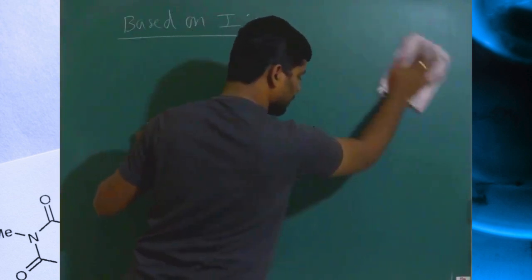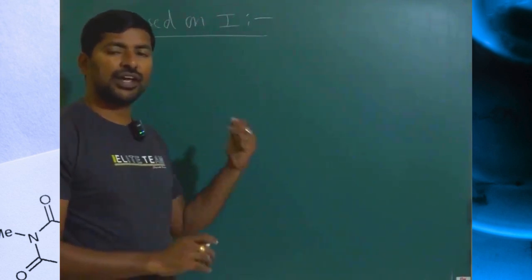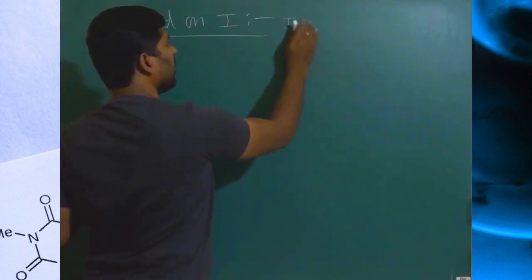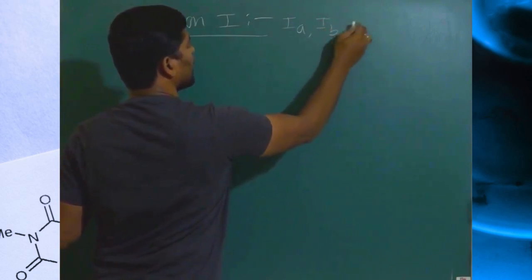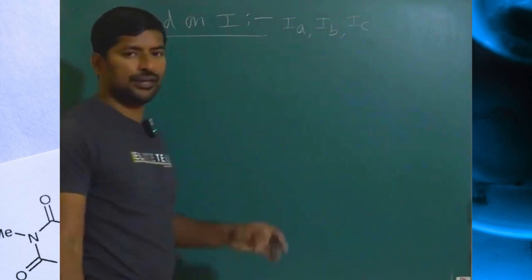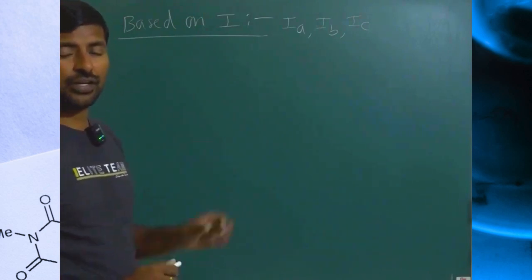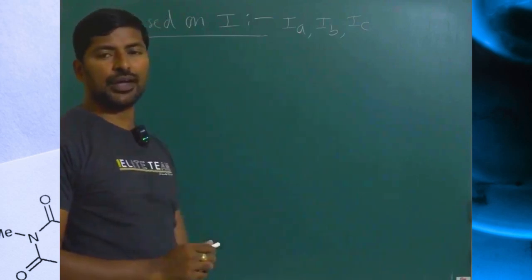Moment of inertia is a vector quantity, it depends on direction. So it has 3 components, along the x direction, y direction and z direction. Those 3 components I am indicating as IA, IB, IC.